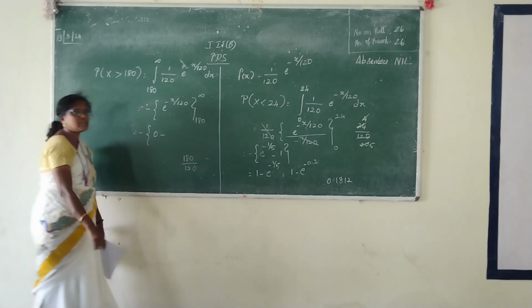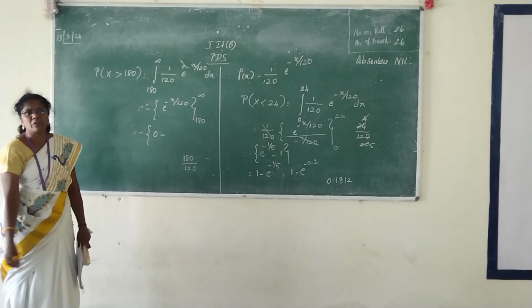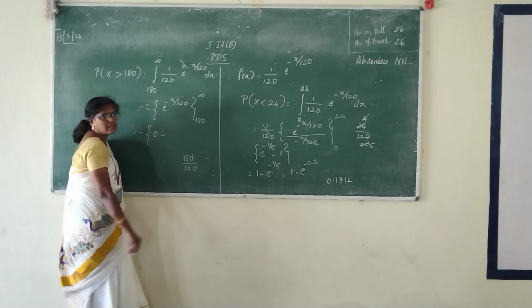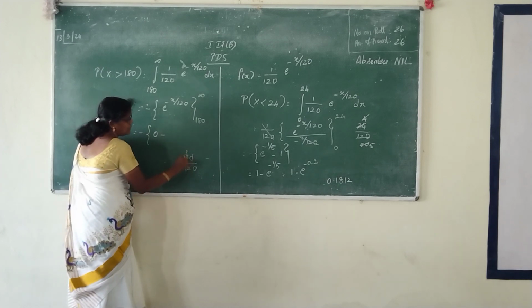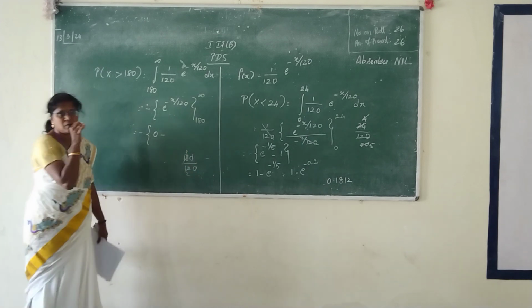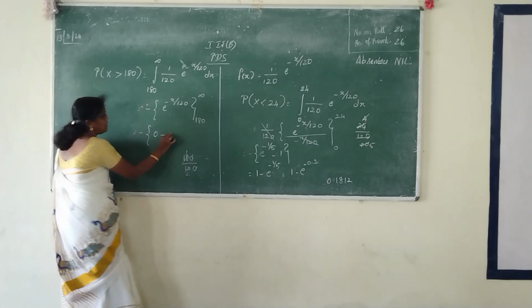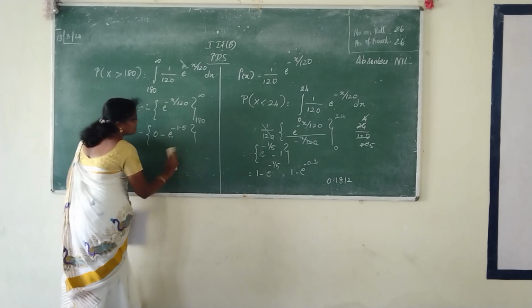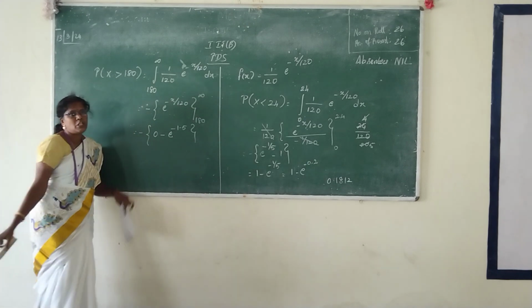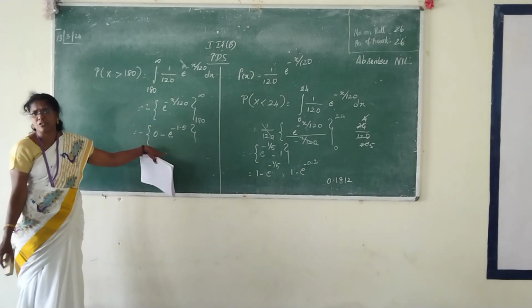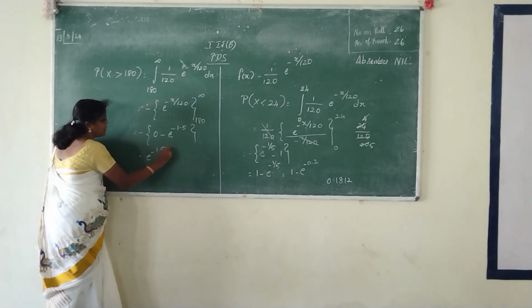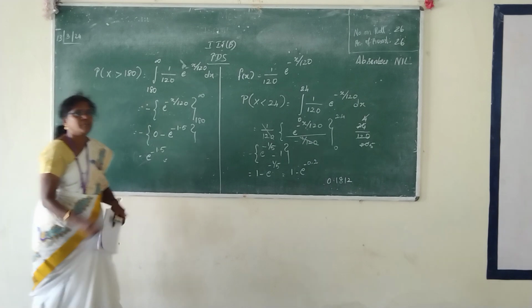How can I simplify this? Which terms can you cancel? 6 terms. 0, 0 cancels out. 6 terms, 3 by 2. What is 3 by 2? 1.5. So e power minus 1.5. You multiply the negative sign inside, minus into minus will become plus. So e power minus 1.5. Find the answer.